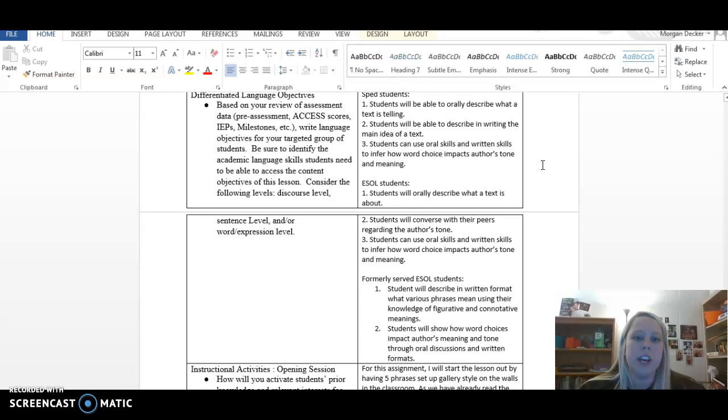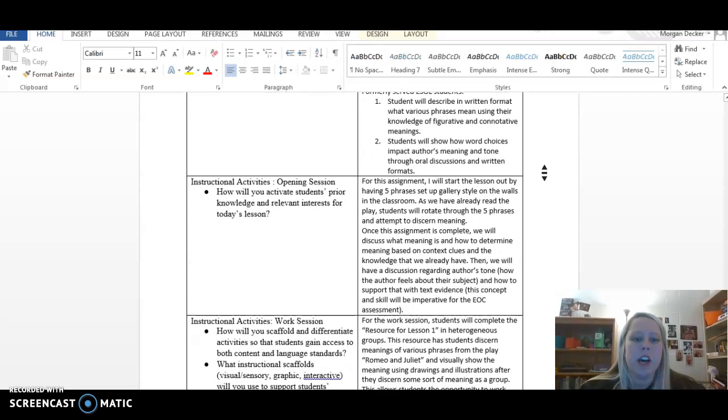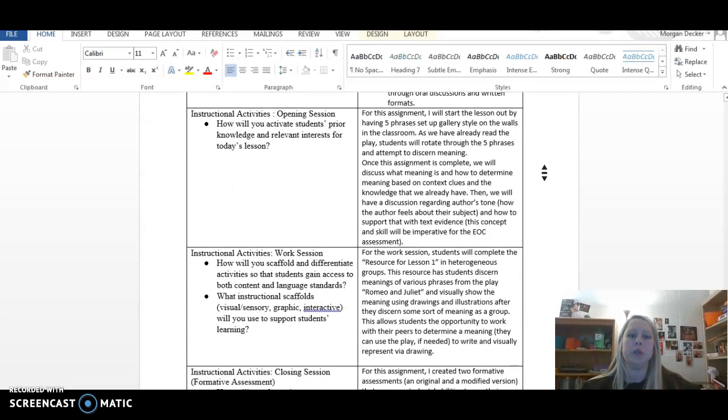We have our differentiated language objectives, and then we get into the lesson itself. For our instructional activities, to get this going, I had a gallery style walk in my room. I had 5 different phrases spread out, and students went to each large sticky note that had the word or phrase on it, and then they discerned meaning. So we already had the knowledge of the play.